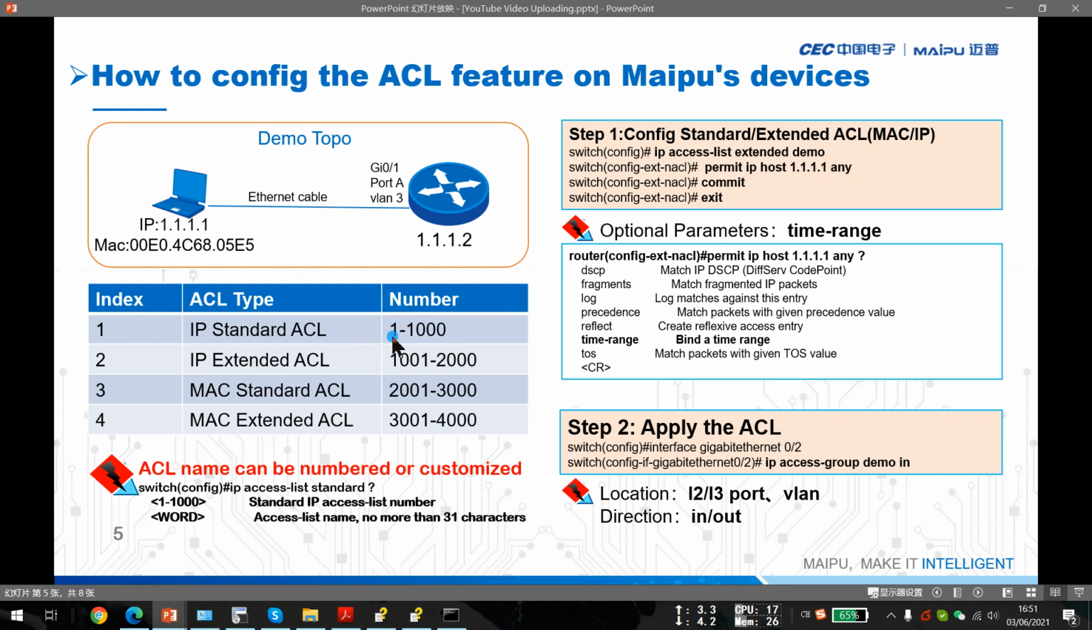The numbers from 1 to 1000 are IP standard ACL, the numbers from 1001 to 2000 are IP extended ACL, the numbers from 2001 to 3000 are MAC standard ACL, and the numbers from 3001 to 4000 are MAC extended ACL. And of course, the ACL name can be numbered or customized.